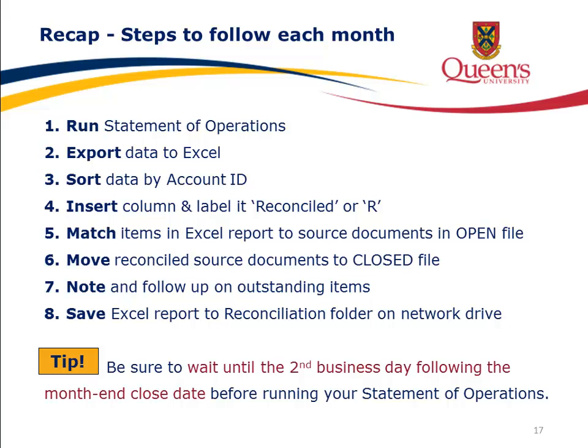To recap, let's review the steps to follow each month. Run your statement of operations. Export data to Excel. Sort the data by account ID. Insert a column and label it Reconciled, or R. Match items in Excel report to source documents in the open file. Remove reconciled source documents to the closed file. Note and follow up on any outstanding items. Save the Excel report to the Reconciliation folder on your network drive.